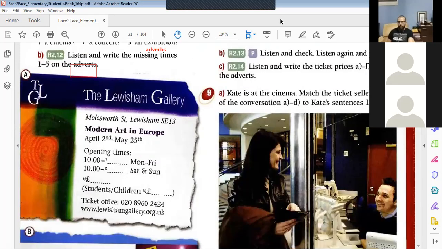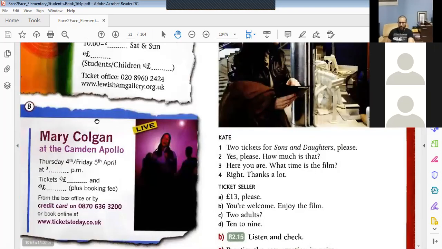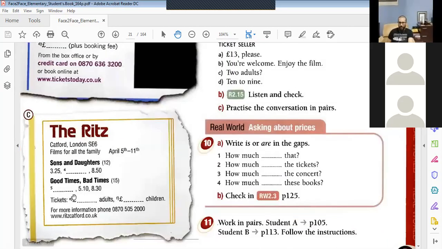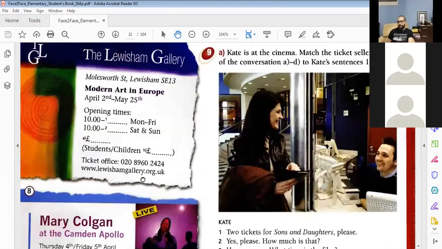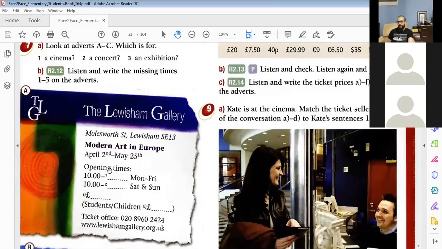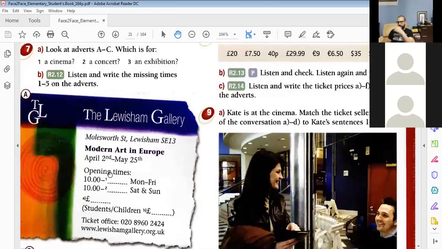Here we have three adverts. This is the first advert. Then we have another advert. And here we have another advert. So what do you expect these adverts to be for? What do you think? They are cut-outs from a magazine, so what do you think they are? What could they be?